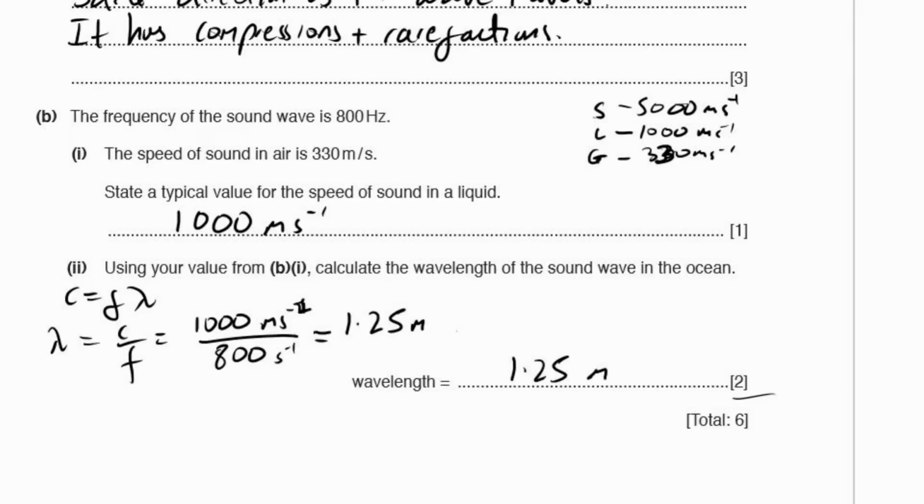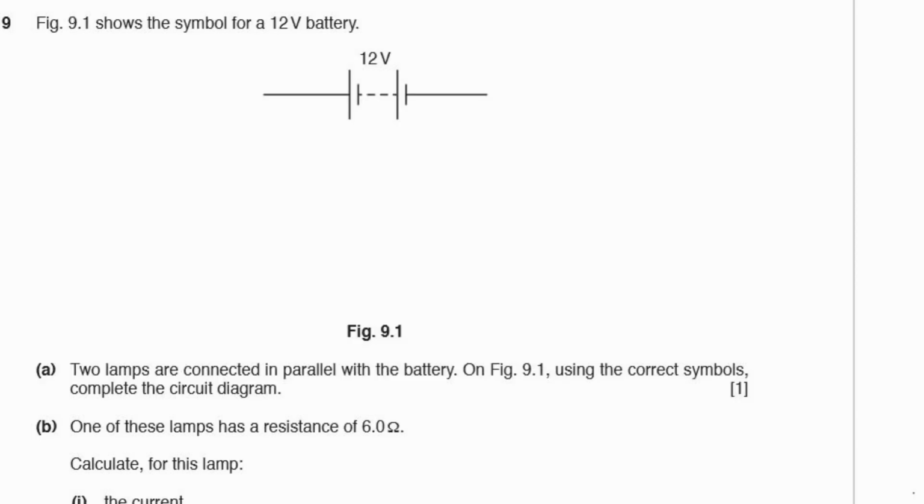There we go. Excellent. Figure 9.1 shows a symbol for a 12-volt battery. 2 lamps are connected in parallel with the battery. On figure 9.1, using the correct symbols, complete the circuit diagram. Okay, so they're in parallel.